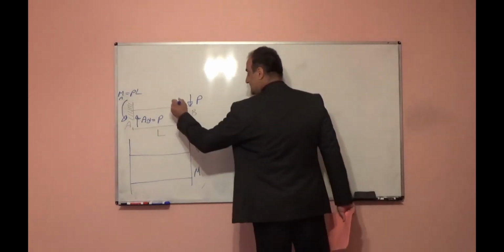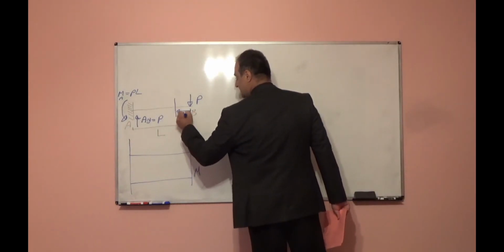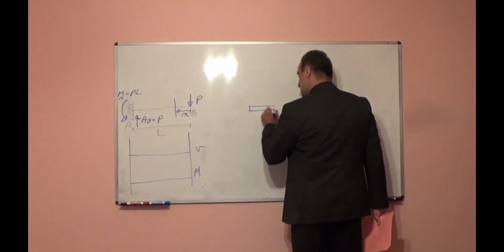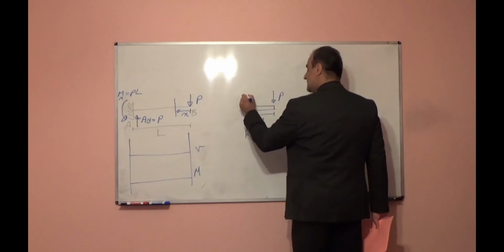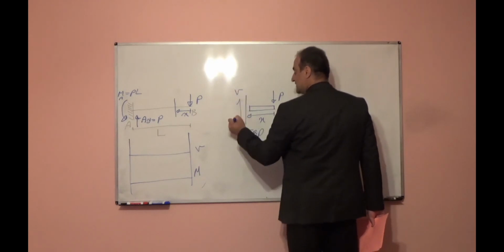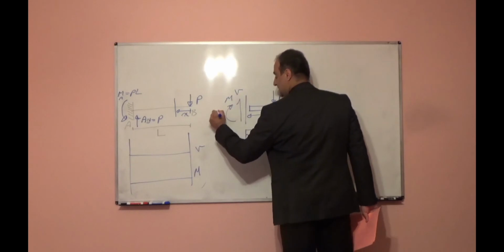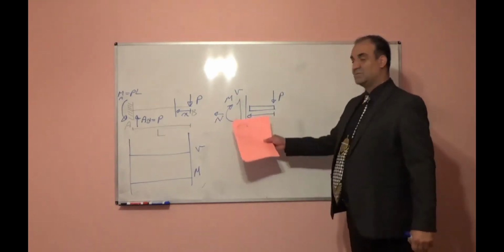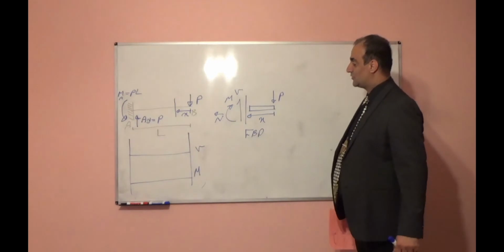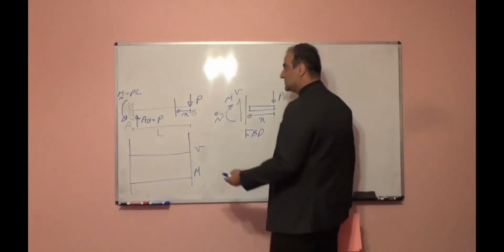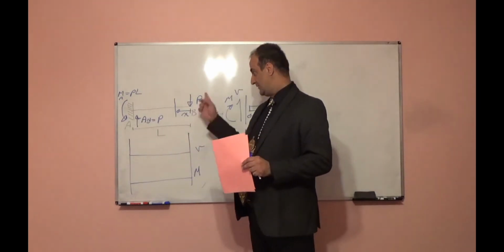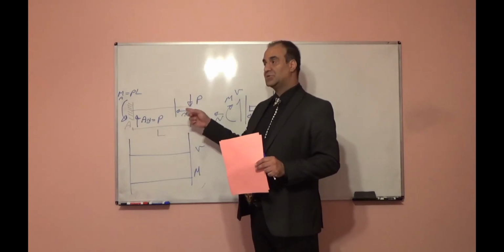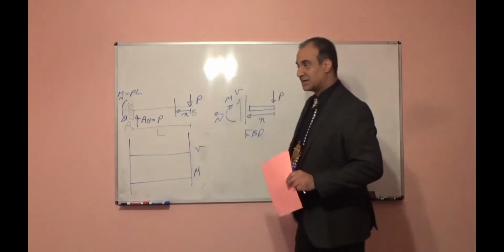Now, if I cut this beam at distance X and show the free body diagram, this is a segment of the beam, this is X. Free body diagram: external load P, internal forces in positive direction V, M, N. We don't care about N because we don't want to draw the axial force diagram, and it is equal to 0 because we don't have any forces in axial direction or any inclined load. If we have inclined load, that load will produce force in the horizontal direction or axial direction.